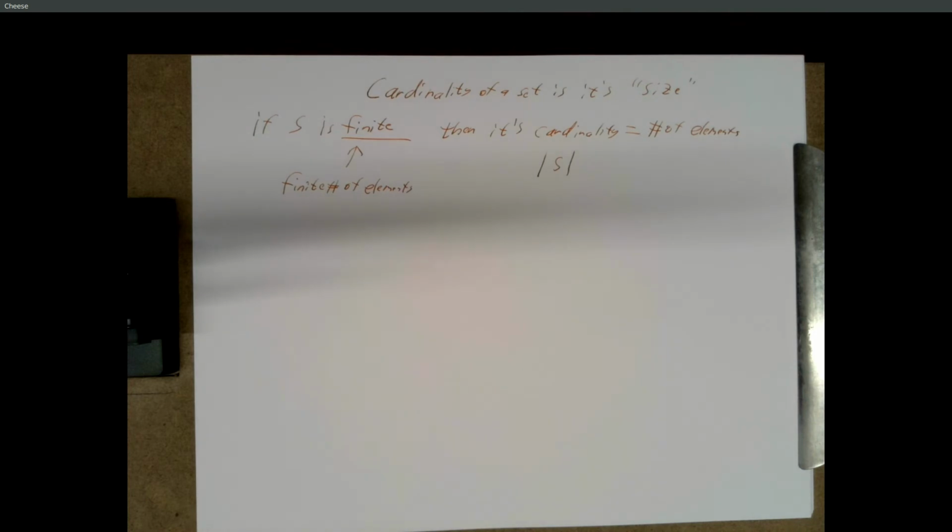Yeah? I was going to ask you that. What does cardinality represent if it's not a finite set? Yeah, that's going to take about a half hour, but it's a good trip.